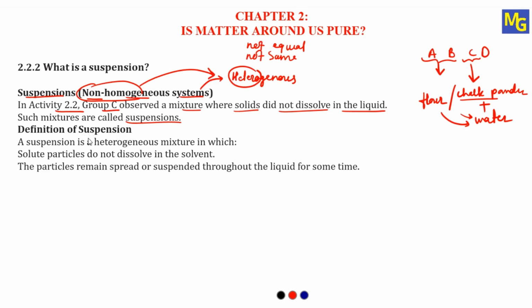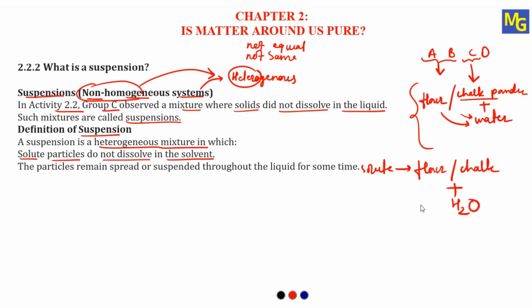Now, what is the exact definition of suspension? A suspension is a heterogeneous mixture in which solute particles do not dissolve in the solvent. So what is the solute particle in this activity? The rice flour, wheat flour or chalk powder. These are called the solute, and we add them into the water, so water we are going to call the solvent. So remember, a suspension is a heterogeneous mixture in which solute particles do not dissolve in the solvent.